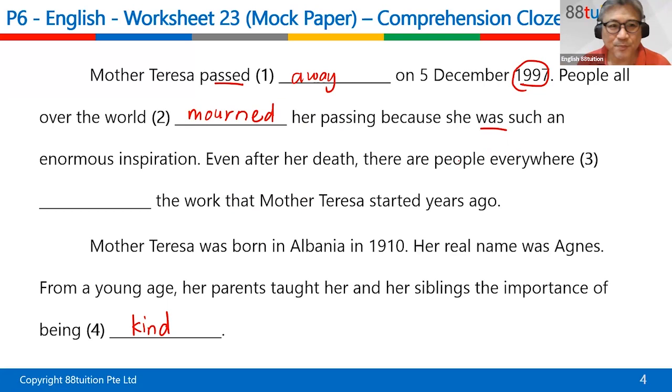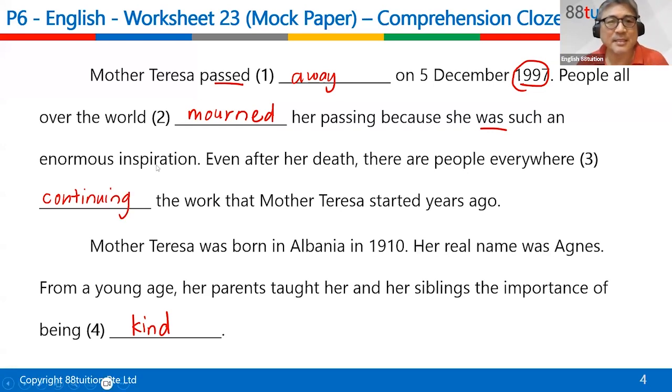People mourned. Yes, Brian. I also heard about the mourned. Oh, you heard about a mourn? The mourn her death is the same as mourn her passing. Mourn her passing. Oh, yeah. People all over the world mourn her passing, her death. Yeah. So even after her death, there are people everywhere continuing. So it should be actually continuing, right?